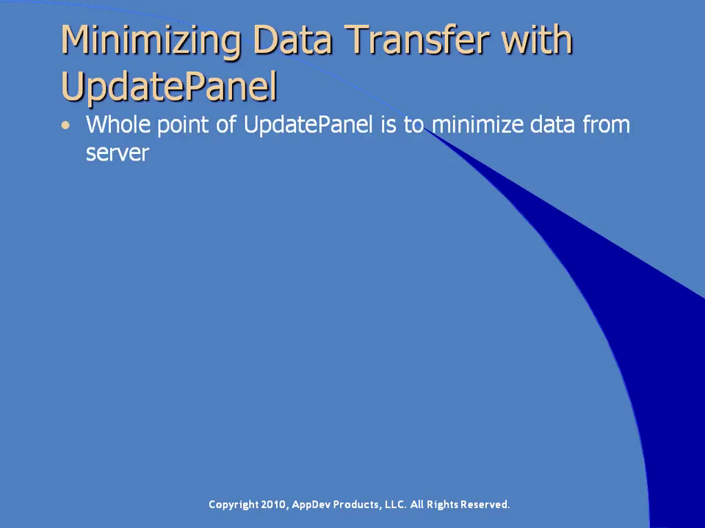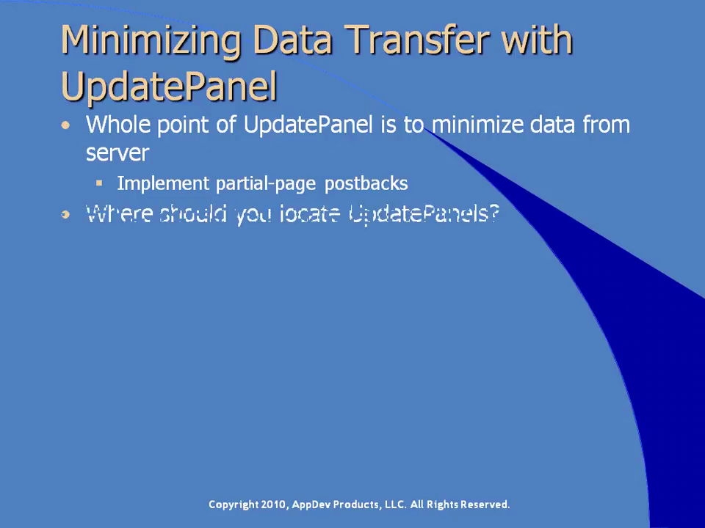The whole idea of an update panel is to minimize the amount of data retrieved from the server. Only the HTML necessary to update a portion of the page. Thus the name partial page postbacks. This raises an issue. How and where on a page should you locate one or more update panels? The answer will determine how successful you are at minimizing the size of the response from the server for a partial page postback.